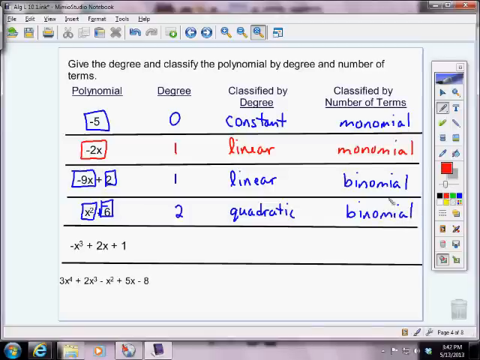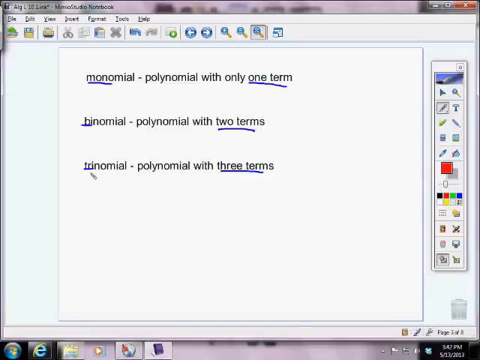Oops, I forgot to switch to red, so we'll do that now. Okay, let's look at this one. This is x to the third, x to the first, x to the 0. So the degree of the polynomial, its highest degree, is 3. Now let's talk about how we classify that. No variable is constant. Variable to the first power is linear. Variable to the second power is quadratic. Variable to the third, we say, is a cubic function. Okay, raised to the third power, cubic. Now we have 1, 2, 3 terms. 3 terms, remember, is a trinomial.